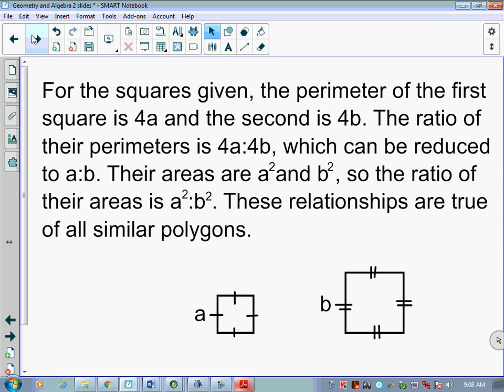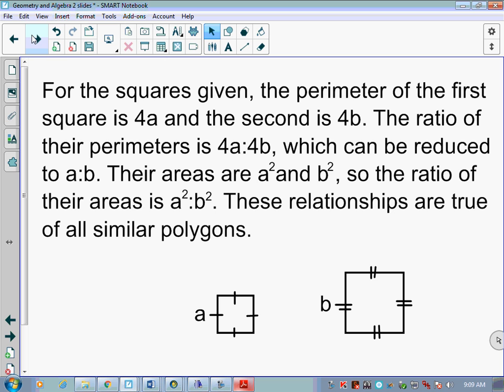For the squares given down here below, the perimeter of the first square is 4a. A plus A plus A plus A is 4a. The second is 4b. B plus B plus B plus B is 4b. The ratio of their perimeters is 4a to 4b, and we can reduce that so that we see that our scale factor is a to b, whatever those numbers would be if we change that up. It could be a is 1, b is 2, right? So I'd have a scale factor of 1 to 2, which means my b square is twice as big as my a square. Does that make sense?